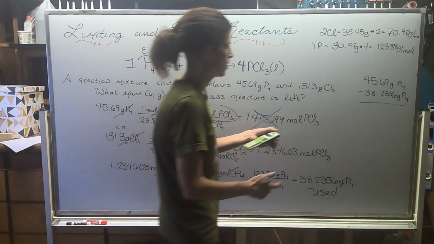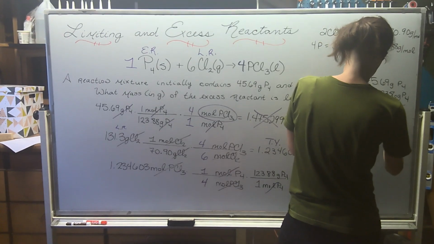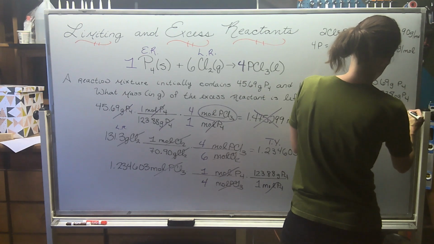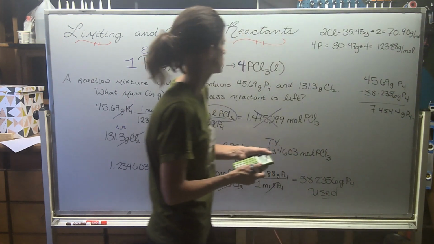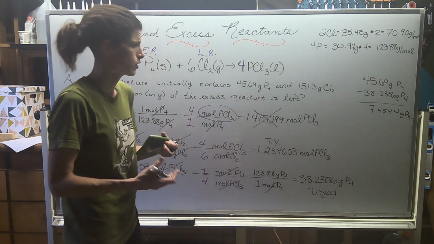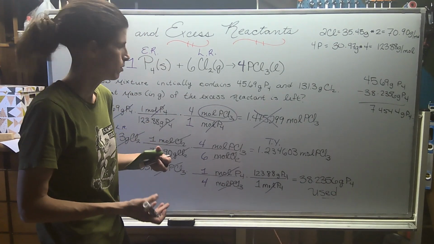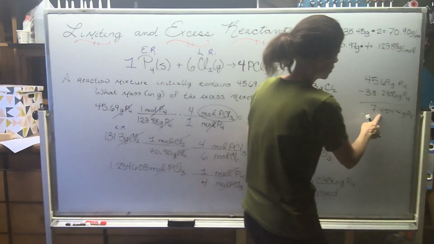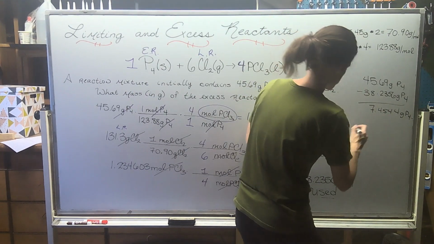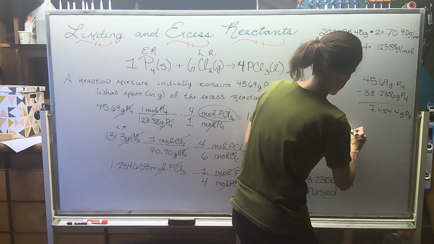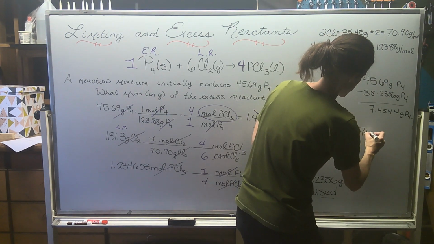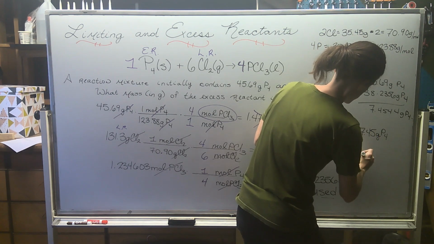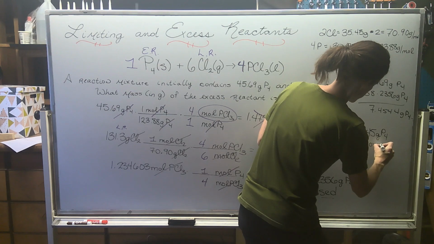And I wind up with 7.4544 grams of P4. However, remember the rules for sig figs with adding and subtraction? It's all about those decimal places. So since this went to the hundredths place, over here, my answer can only go to this hundredths place. So I'm going to say that I have 7.45 grams of P4 left over.